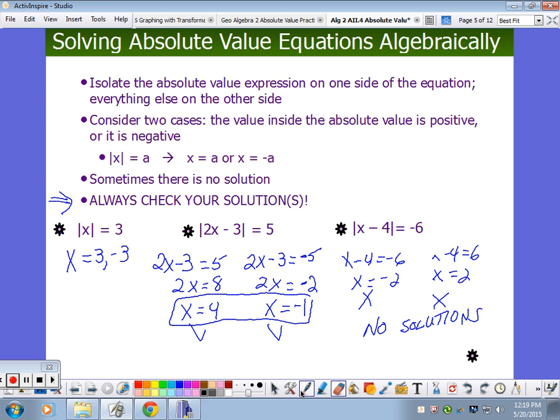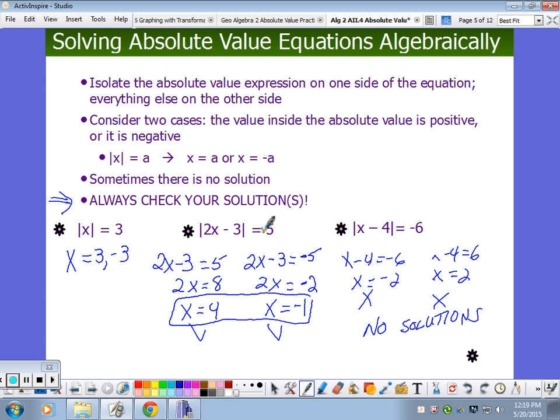Y'all see that? This is one of those things that we're very used to. Let's follow a process. This one, you really got to think about it. The absolute value of a number is negative 6. Really? You're always going to have a positive value pop out. So no solutions.